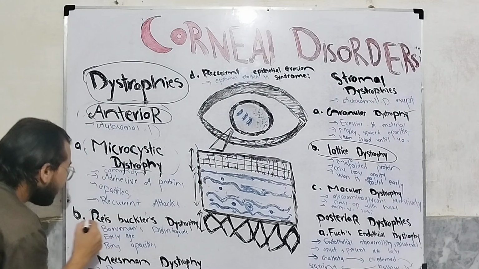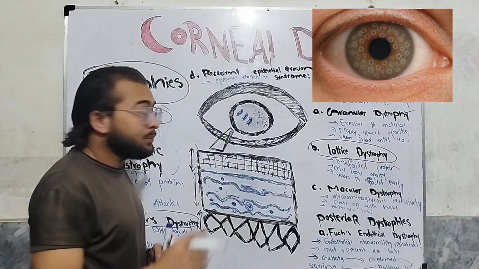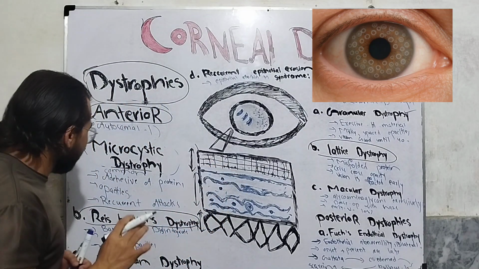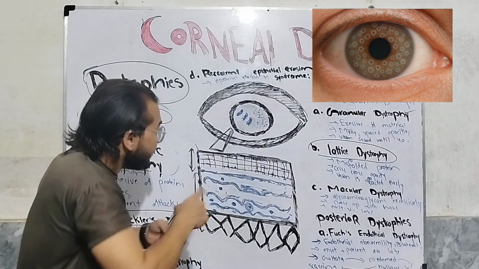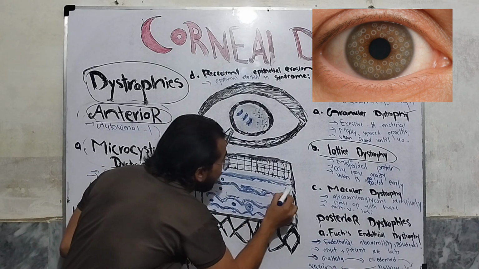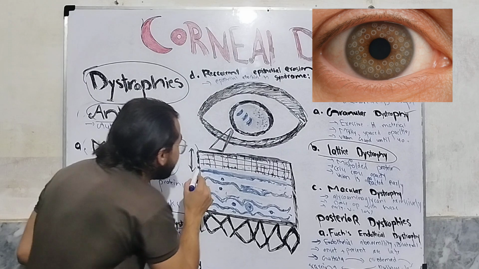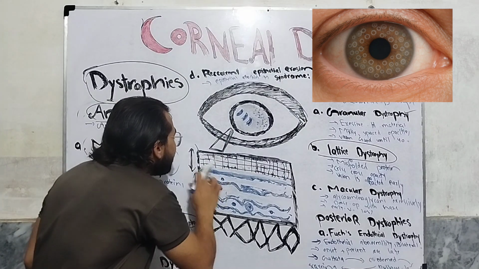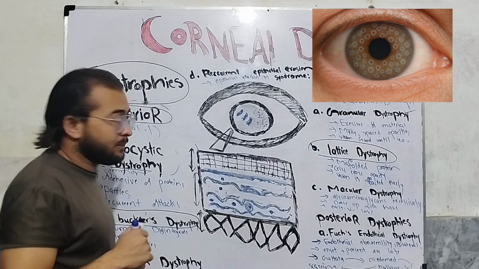The second one of the anterior dystrophies is the Reis-Bücklers dystrophy. In Reis-Bücklers dystrophy, there is a problem with the Bowman's layer itself. There is a genetic problem with the Bowman's layer, which disintegrates. What will happen then? There will be disintegration and destruction, which will lead to opacities.